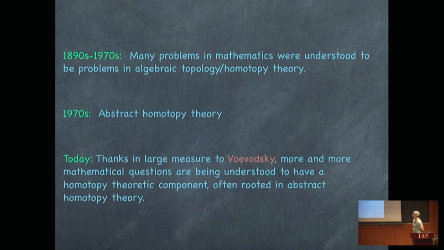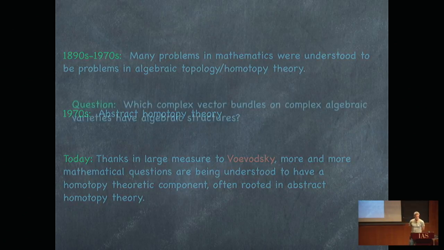All right, so today, thanks in large measure to Vladimir, many problems in mathematics are being seen as having a homotopy theoretic aspect, and this is largely due to his work with Fabian, using abstract homotopy theory to set up the world of algebraic geometry in a way that we could investigate through the means of homotopy theory.